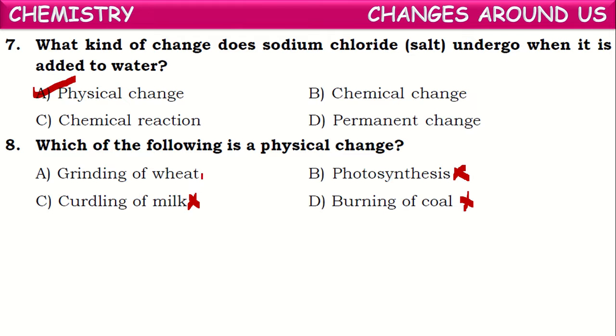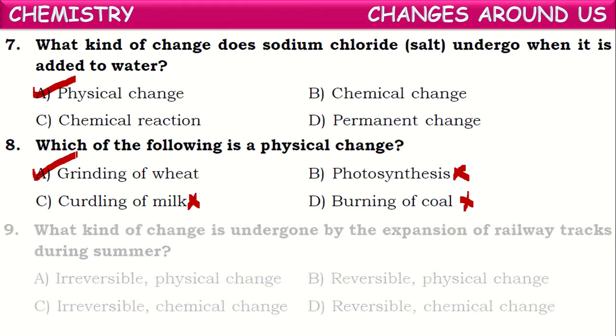What about this grinding of wheat? When wheat is ground, it becomes flour. Even then, the chemical composition does not change. Whatever chemical substances are there in the wheat grains, the same chemical substances will remain after grinding. So no chemical change is observed. Only the physical state is being changed. So it is a physical change.